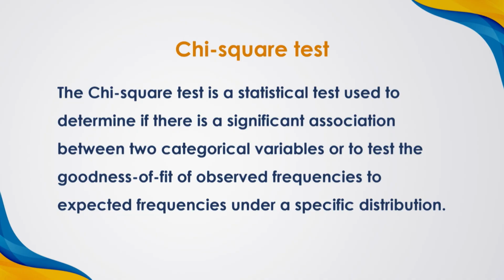Dear students, let us begin with our second part of the lesson. We will learn about computation of expected frequencies using model fitting and probability distributions. Chi-square test is a statistical test used to determine if there is a significant association between two categorical variables, or to test the goodness of fit of observed frequencies to expected frequencies under a specific distribution.